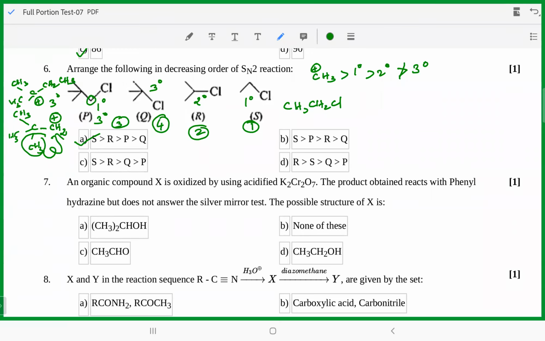What? Repeat. After the reaction only, it is rearranging, sir. Correct, na? When you are taking a substrate, it undergoes a reaction. If it has a chance to rearrange, it can rearrange. It's a driving force of the reaction. When it gets extra stability, it will rearrange itself.